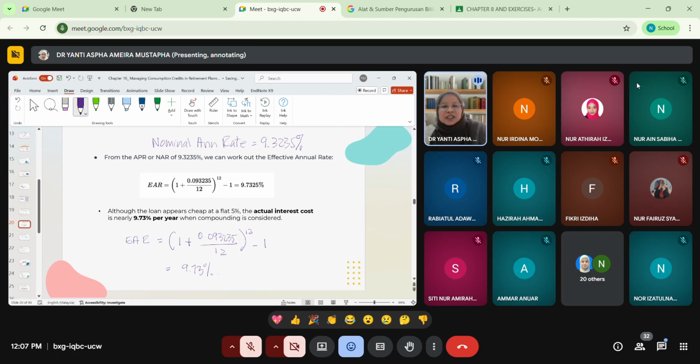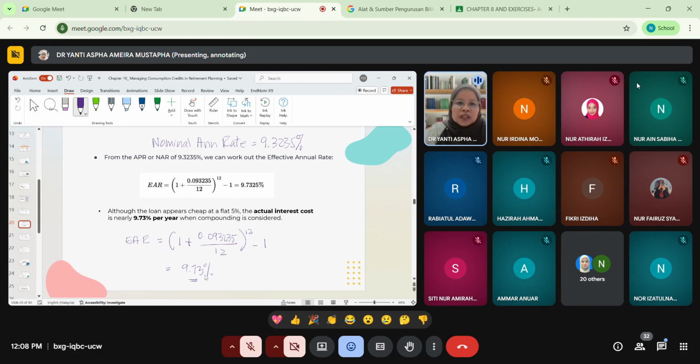Although the slides already have the figure, you should try to calculate it and find the actual interest rate. So although the loan appears cheap at a flat rate of 5%, the actual interest rate is nearly 9.73% per year. The advertisement says 5%, but how the interest is charged will be either flat rate or NAR. With NAR, the interest is charged every month. With flat rate, the interest is already charged at the beginning and spread out through the loan period.